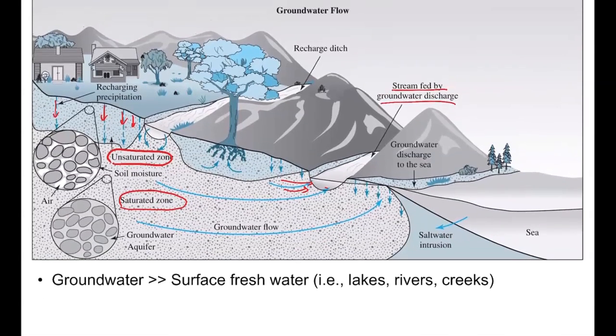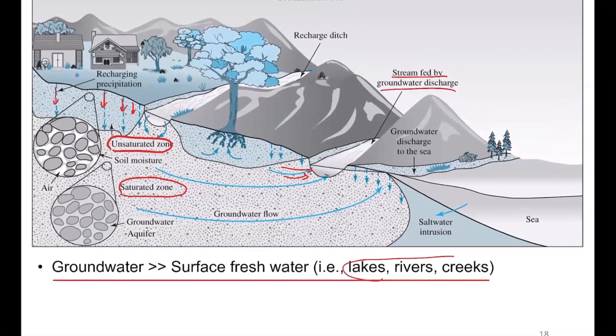Because of that, in terms of the total amount of fresh water, you can see that the groundwater amount is much, much larger than the surface fresh water, for example the lakes and rivers. And actually the reason why we have these lakes, rivers, and creeks is because we have a saturated zone of the groundwater, of the ground, right?